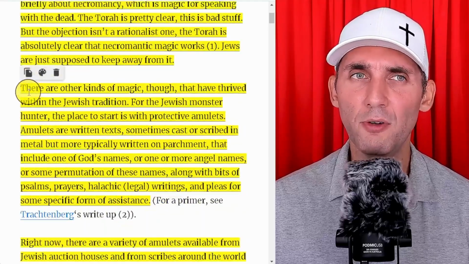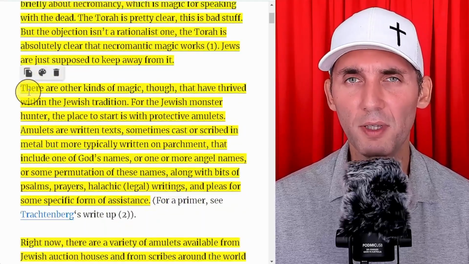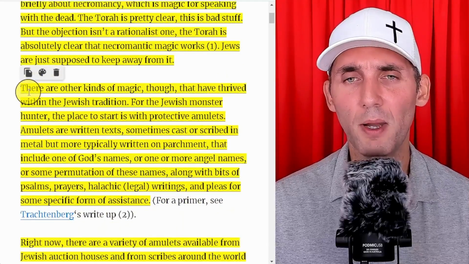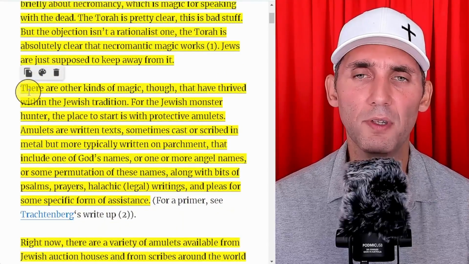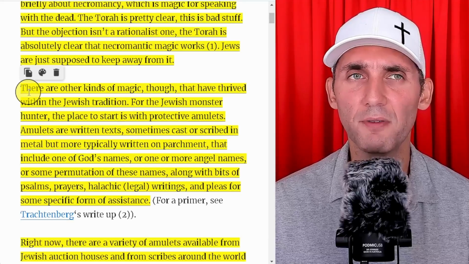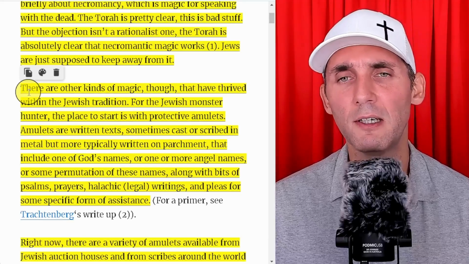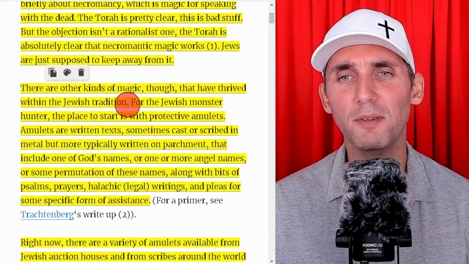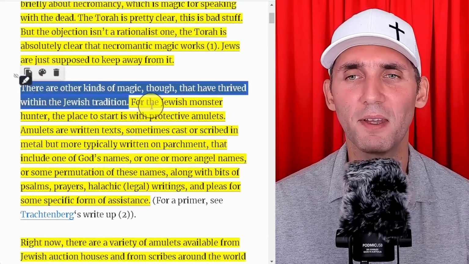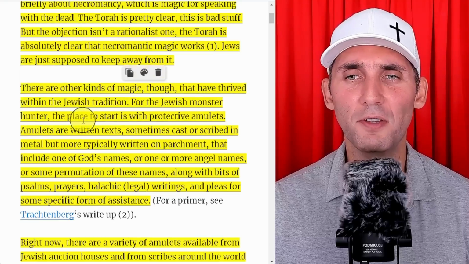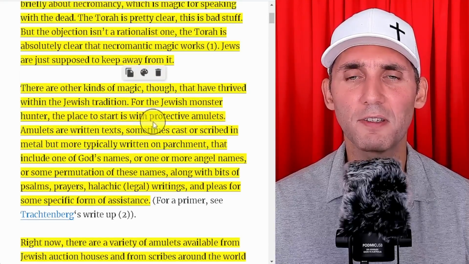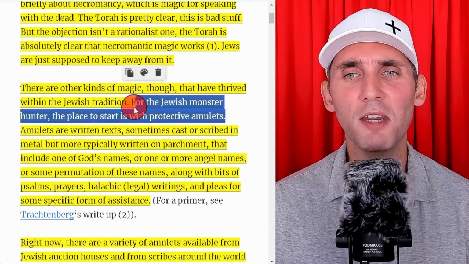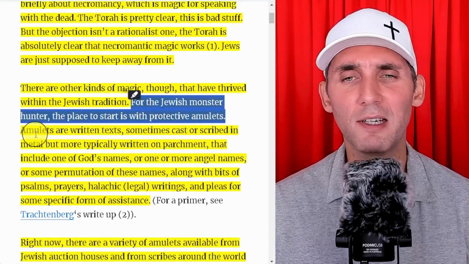But today's Jews do not align with biblical views on death. They believe in a separate immortal soul, and so they're deceived by all these things, and it's all mystery religion stuff. No different than the Catholics, no different than Protestants in some ways. Moving on. There are other kinds of magic, though, that have thrived within the Jewish tradition. Did you know that? For the Jewish monster hunter, the place to start is with protective amulets. There you go. So the easy way to get involved in the occult is with protective amulets.